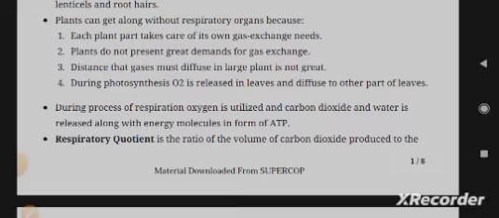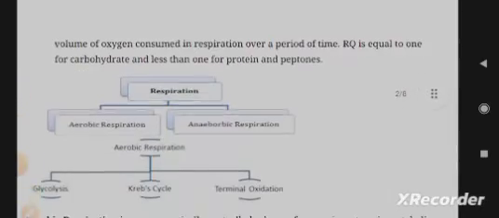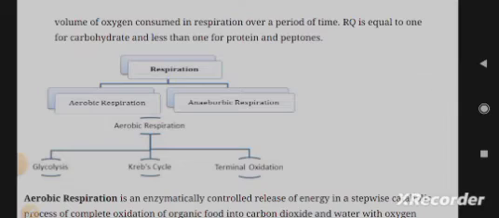During the process of respiration, oxygen is utilized and carbon dioxide and water are released along with the energy molecules in the form of ATP. Respiratory quotient is the ratio of volume of carbon dioxide produced to the volume of oxygen consumed in respiration over a period of time. RQ is equal to 1 for carbohydrate and less than 1 for protein and peptones.